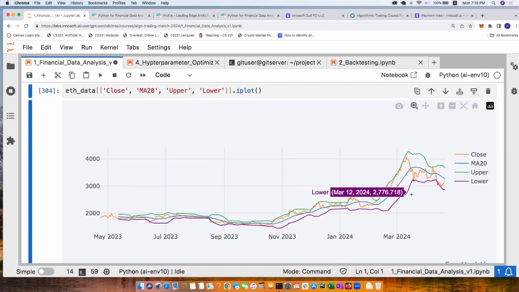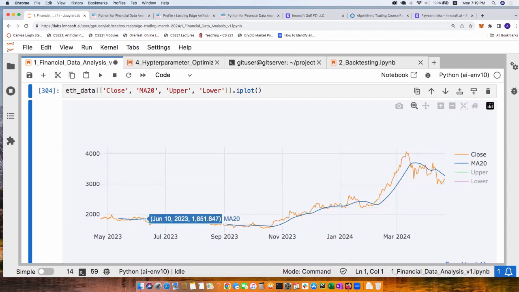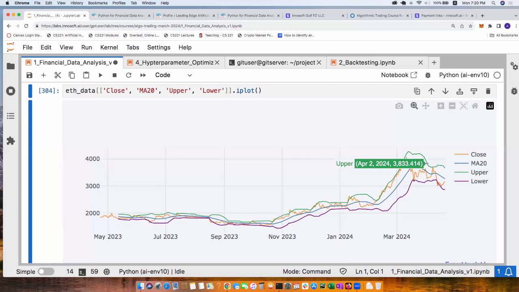And one way this indicator could be used, let me just clarify it. Here the orange value that you see is the close price of Ethereum. And then the blue line is the 20-day moving average. And then here we have an upper band and the lower band. For some of you who have done statistics, that's within 2 standard deviations up from the average, which is the MA20. And then this is 2 standard deviations down.